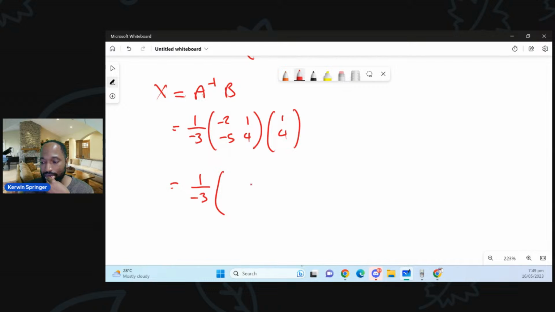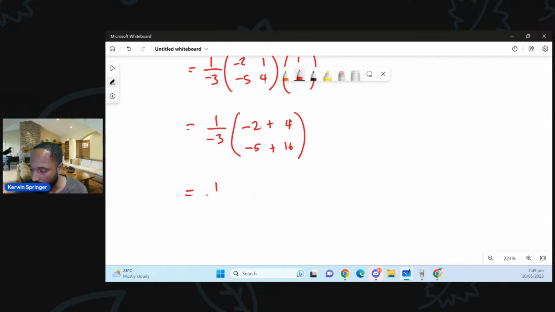Everything going good so far? So negative 2 by 1, and multiplying again. Remember, row, column, one at a time. So negative 2 by 1 is negative 2, plus 1 by 4 is 4. Then negative 5 by 1 is negative 5, plus 4 by 4 is 16. Understand? Making sense? And this is 1 over negative 3 times 2 and 11. So 2 and 11. I know the answer.